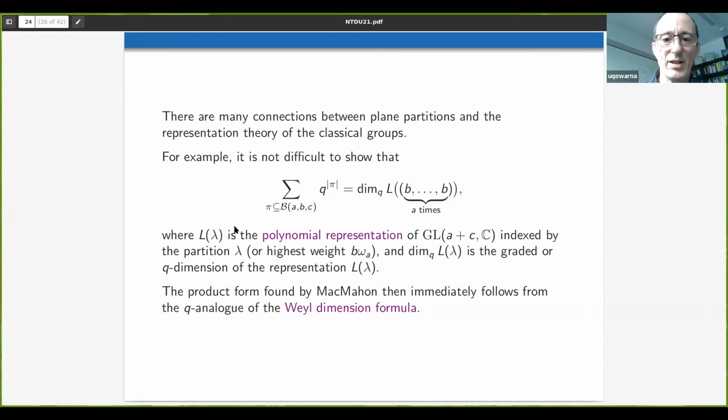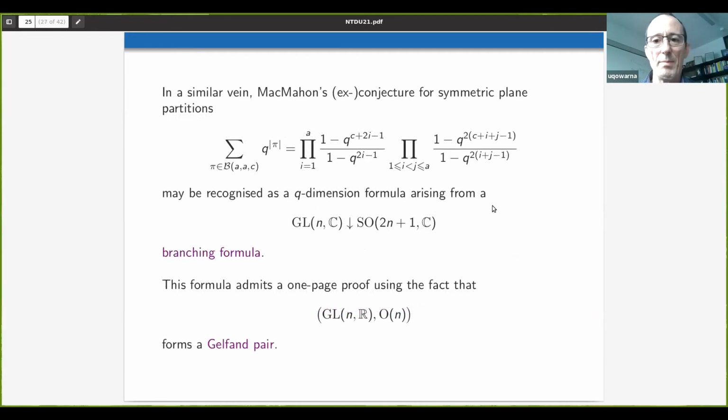So in particular, this corresponds to polynomial representations of GL_N. And I really want to go to the affine world. This is still the world of classical groups. Okay, so I'm not quite there yet. Another example, so I mentioned earlier the symmetric plane partitions. Again, it turns out that indeed this has something to do with representation theory.